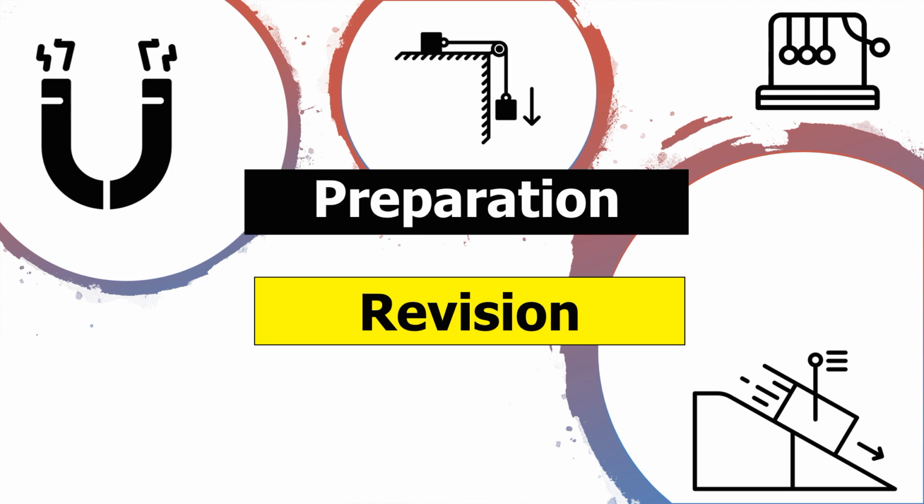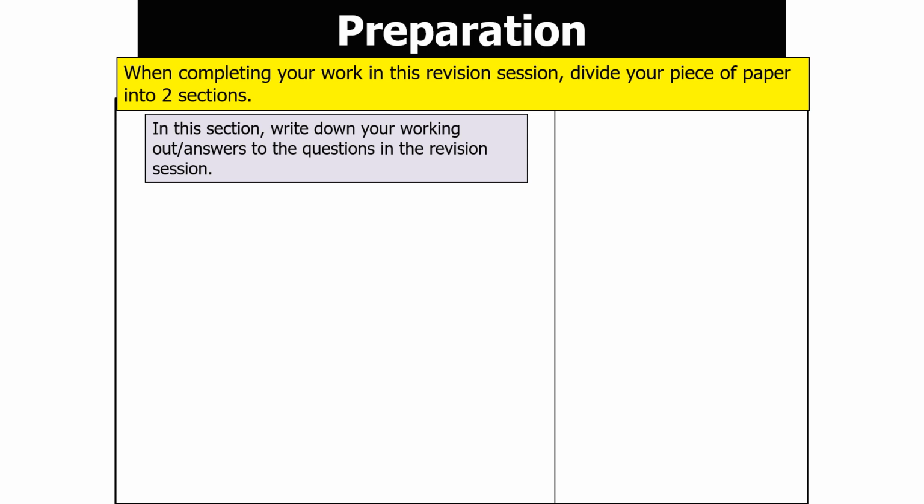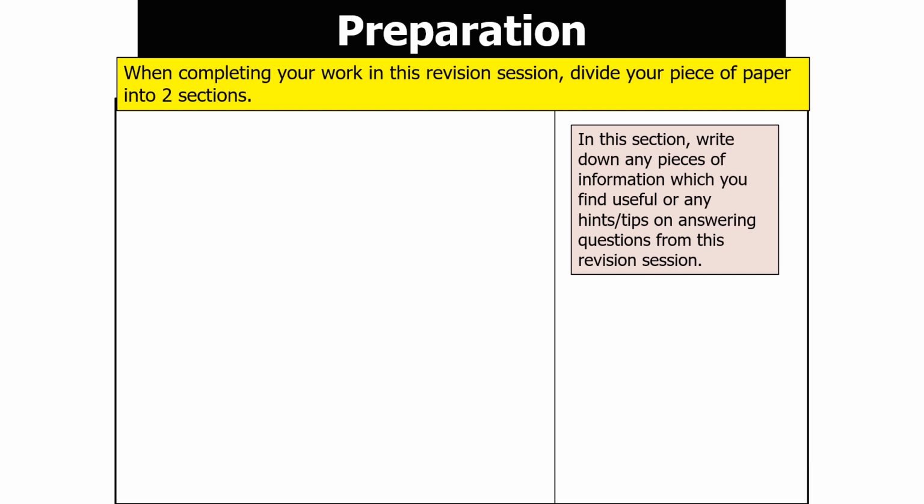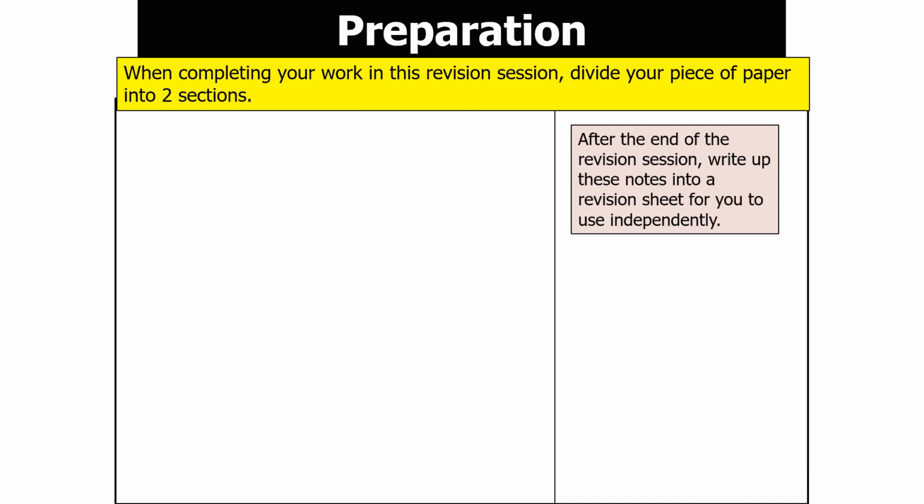When you complete your work in this revision session, divide your piece of paper into two sections. Make the section on the left hand side larger than the right hand side. In this section write down your working out and answers to the questions in the revision session. Make sure to write these answers in full sentences and show your full working out. In the right hand side, write down any bits of information which you find useful or any hints and tips on answering questions from this revision session. After the end of the revision session, write up these notes into a revision sheet for you to use independently.